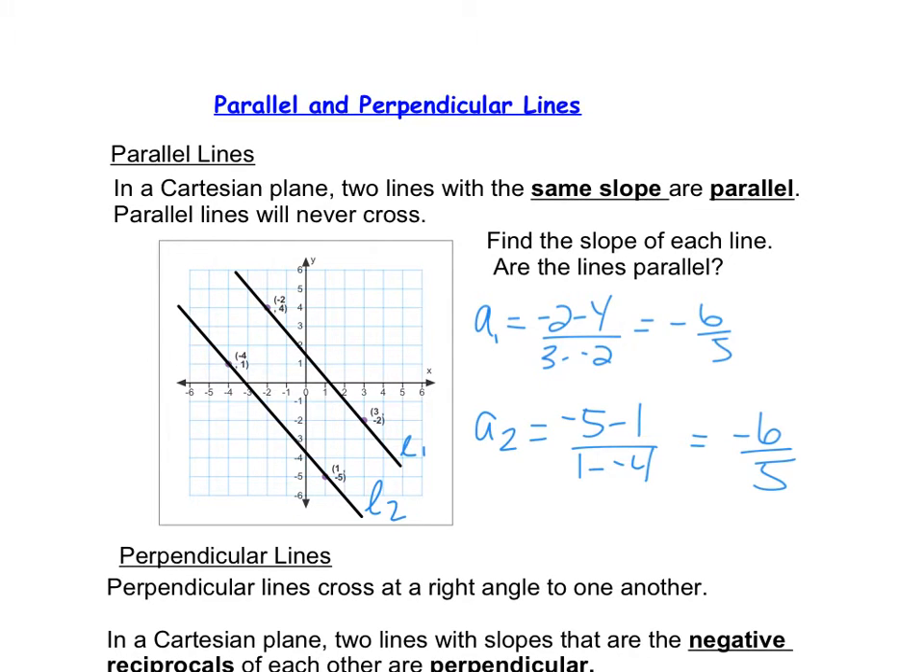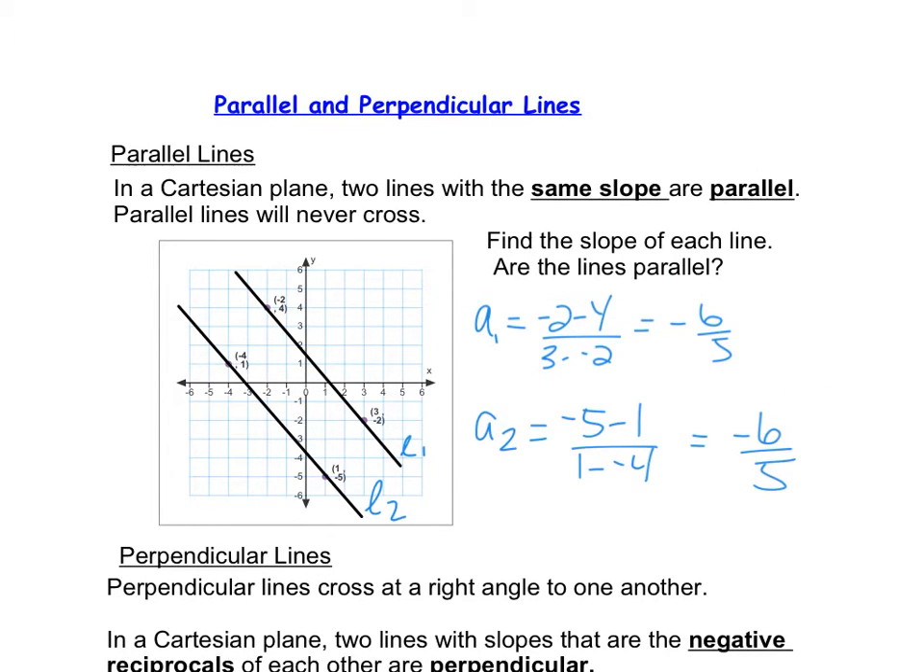So you should have found the slopes of both these lines. You'll notice I labeled this one line 1, and then the first slope I called it A1. So this is the slope of the first line. Here's my work, -2 minus 4 divided by 3 minus -2. I get -6/5. Slope of line 2, this is line 2, this is my slope 2. Here's the work to find the slope, and I also get -6/5.